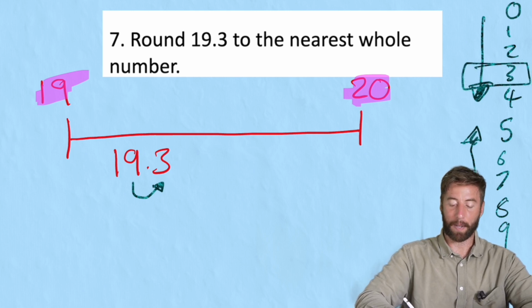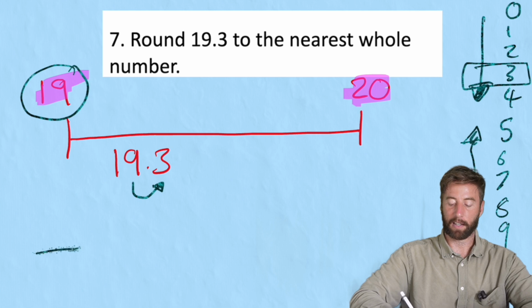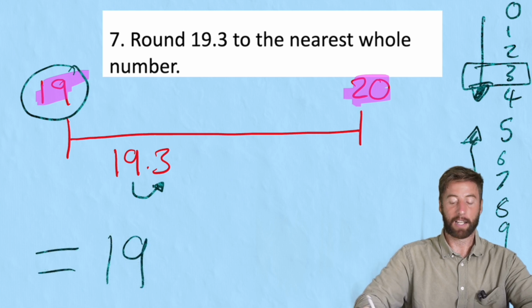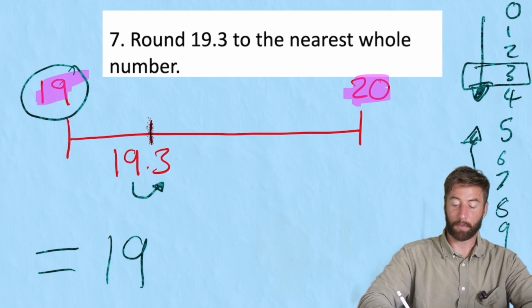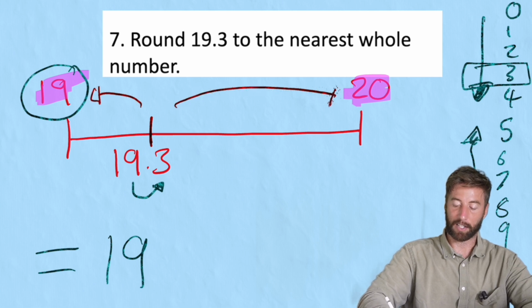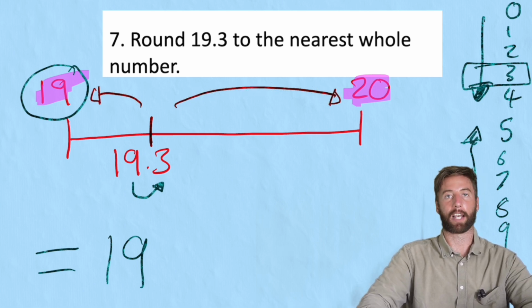Which means we're going to be keeping our number at 19. So the answer would be 19. We could also see, by looking at this number line, if it's 19.3, we could probably put it reasonably accurately about there on my number line, and we can see that that's closer to 19 than it is 20. So I could draw a number line to help me as well.